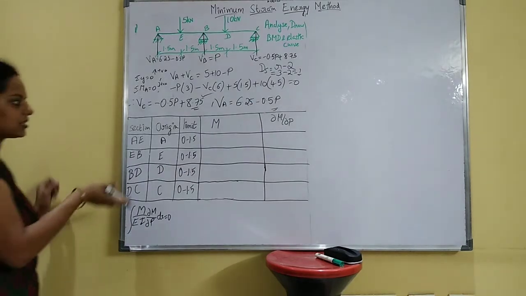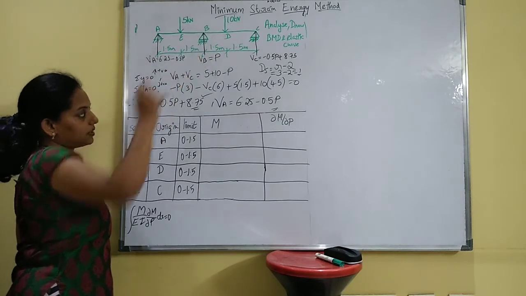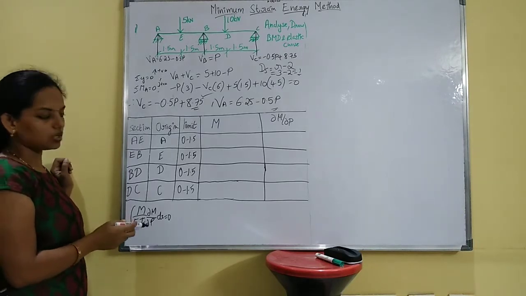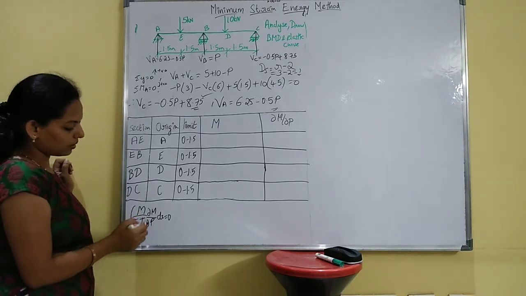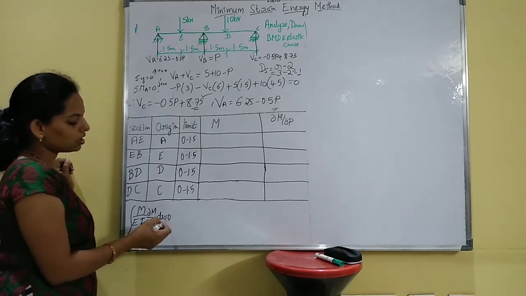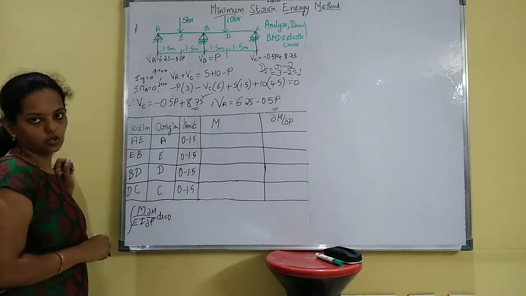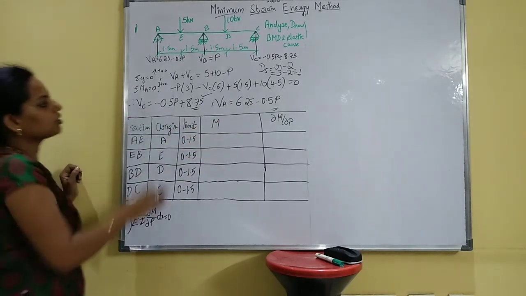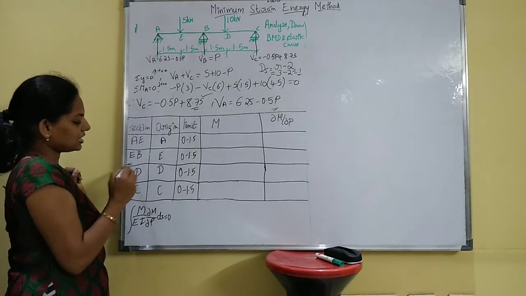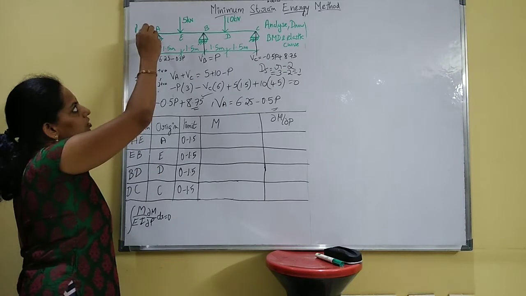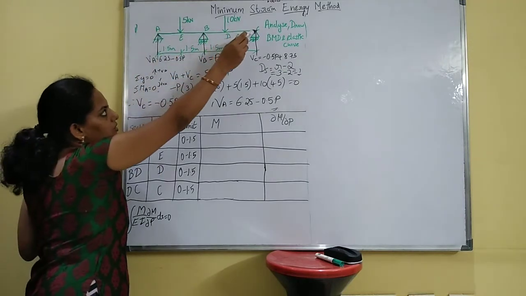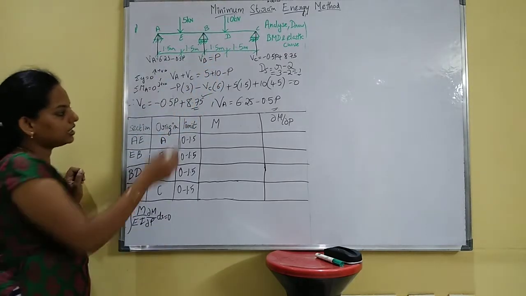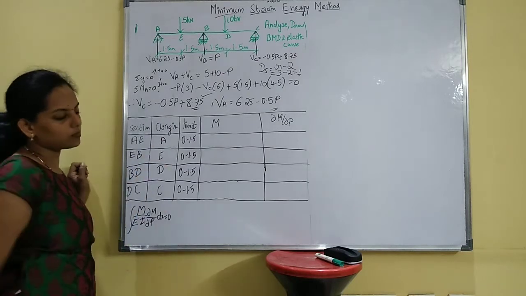Once this is done, next for the minimum strain energy method, the derivative of the strain energy is equal to 0, that is the integral of M by EI, dou M by dou P, into dx equal to 0. Equate it to 0 and get the value of the unknown, the value of P. So first find out what M and dou M by dou P are. First tabulate it for each member: AE, EB, BD, DC. Take origin for AE as A, for EB as E, for DC take origin as C, and for BD take origin as D. The limit everywhere is 1.5, so 0 to 1.5.